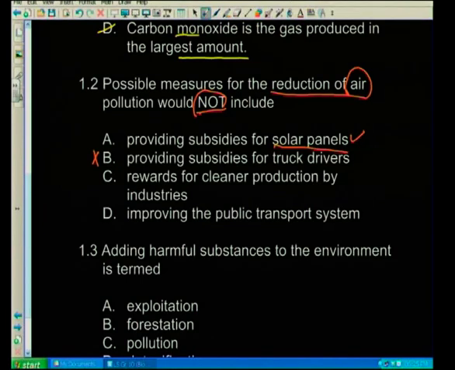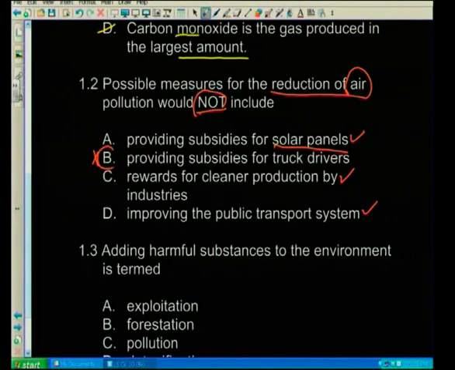C, rewards for cleaner production by industries. Yes, that is a very good one. There we can reduce the air pollution. Number D, improving the public transport. Oh, definitely. By improving our transport system, we can reduce the amount of gases being released into the atmosphere. So I think it is number B. So can you see, by eliminating and ticking which ones you think is correct, you sit with the one possibility or maybe two possibilities. So guys, it's very, very important to read through all the given possibilities and not just go with the first one and say, oh yeah, the first one is correct.